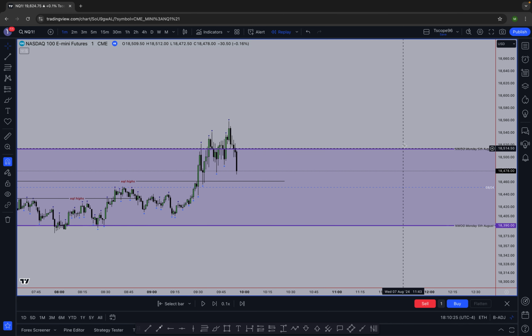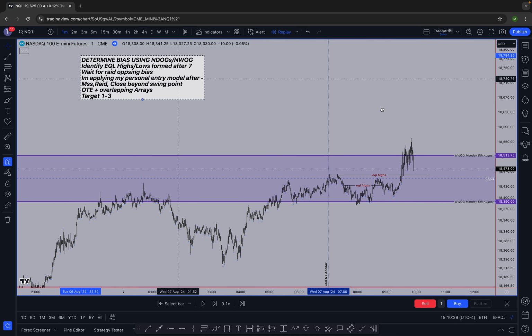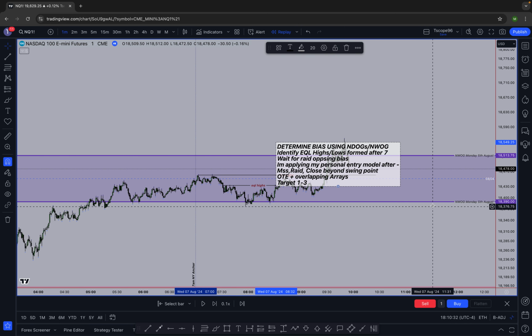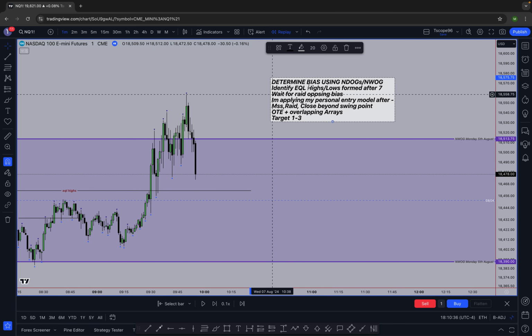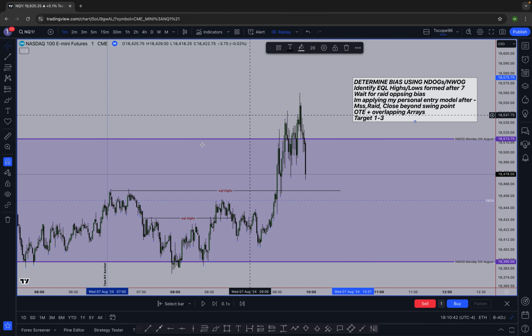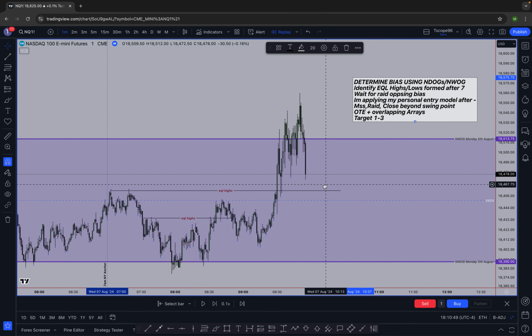So let me just bring the rules back down here, the rules that I'm applying. Okay, so determine bias using new day opening gaps and new week opening gaps. We've done that. We're bearish. We want to identify equal highs and lows formed after 7 o'clock. This line is 7 o'clock. These are your equal highs. Wait for a raid opposing our bias. So our bias is bearish and opposing bearish is bullish. So we get a bullish raid through these equal highs.